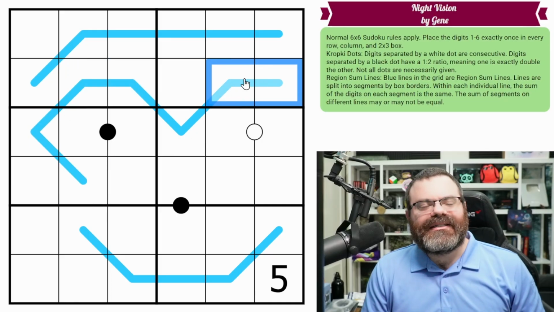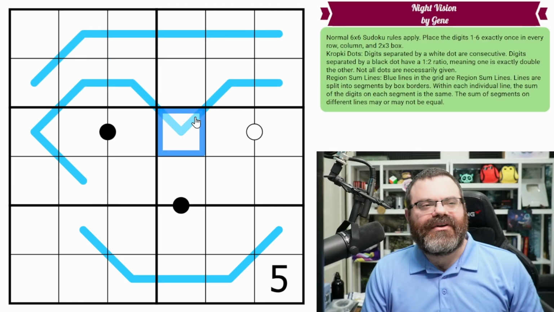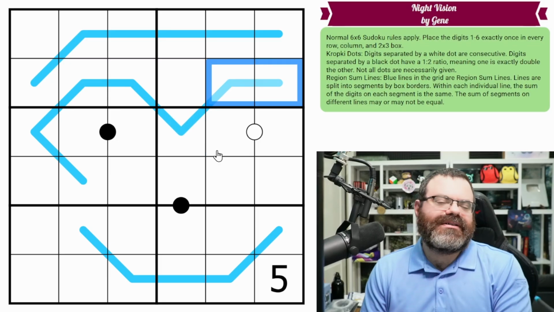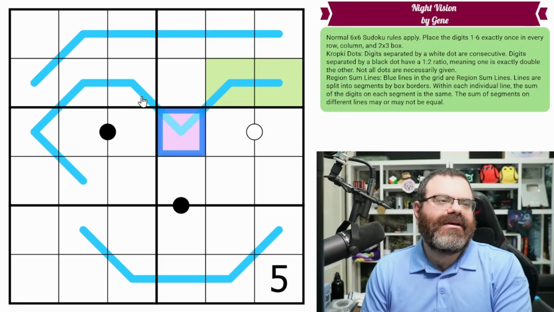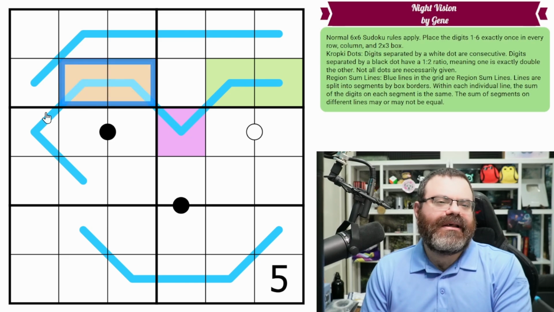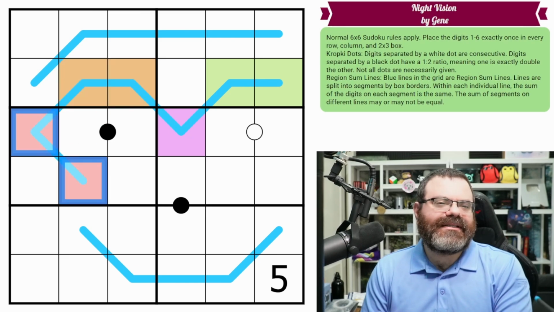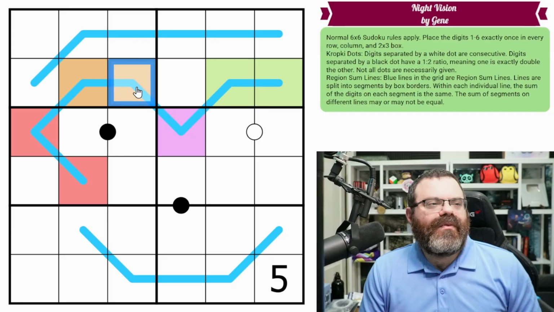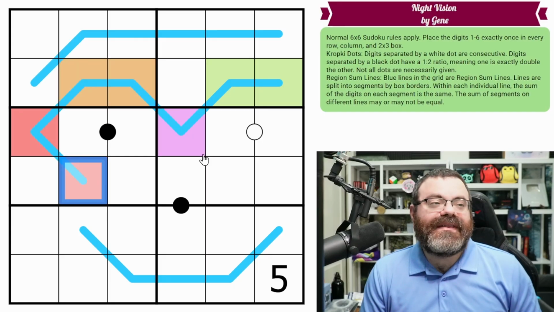What it does is it gets split into segments every time it crosses a box border. So I'm going to use colors here. We call this the green segment. We cross a box border, making it the purple segment, cross again, getting the orange segment, cross another time, we get, say, the red segment. So why are we segmenting it? Well, within the same line, all of the segments have the same sum.